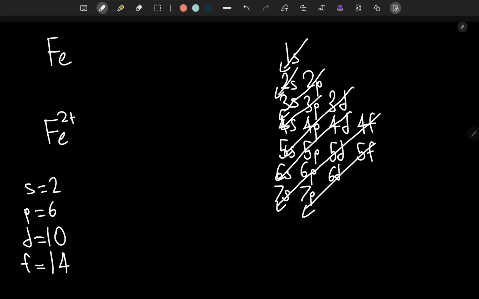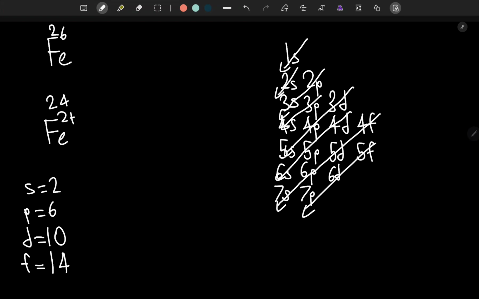Let's do an example for Fe2+ now. The atomic number is 26, and we know that the number of electrons is 26. If we have Fe2+, that means there are 2 more protons than electrons, so that's going to minus 2 electrons, so this is going to be 24. Also, whenever you are doing an ion, meaning that there is a charge, it is mandatory that you do the parent atom first before doing the charge.